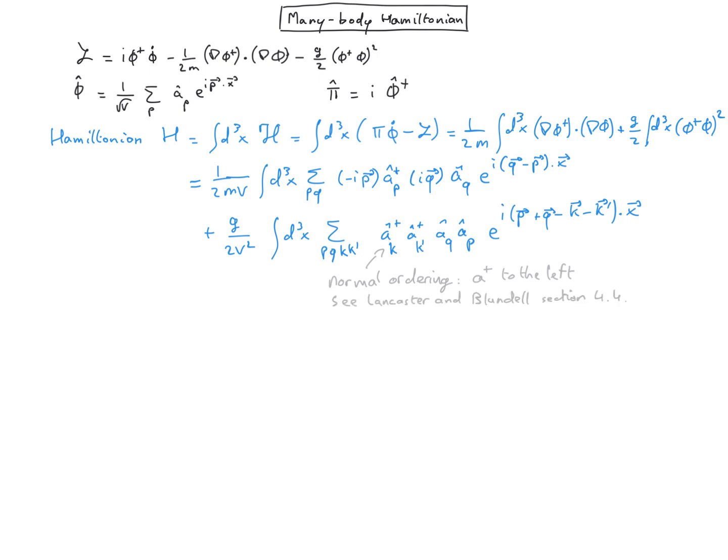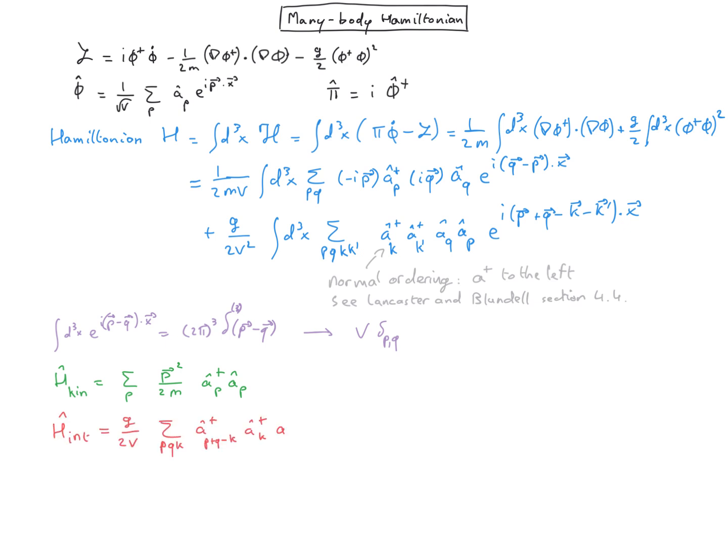Because our particles are now in a box, the equivalent of the Dirac delta function is now given by a Kronecker delta. Using this property, we see that we can rewrite the kinetic energy term, while the interaction term becomes, which we can rewrite by shifting k into q plus k.